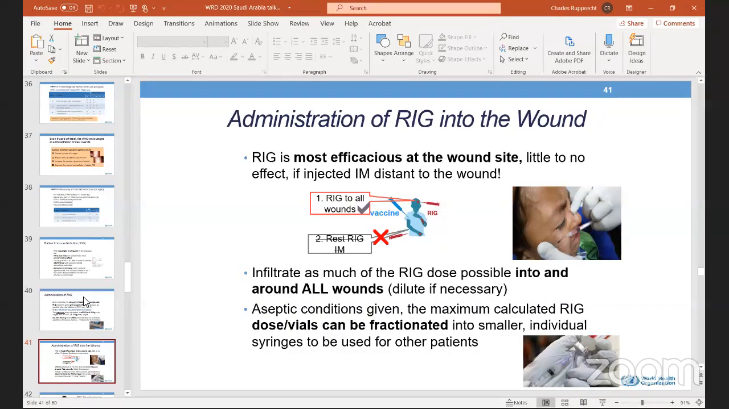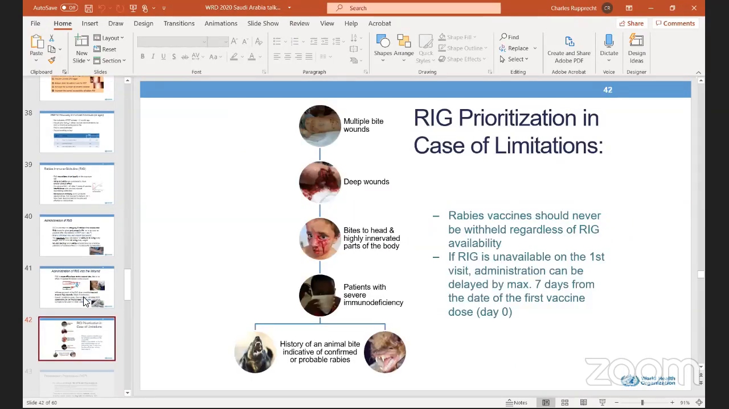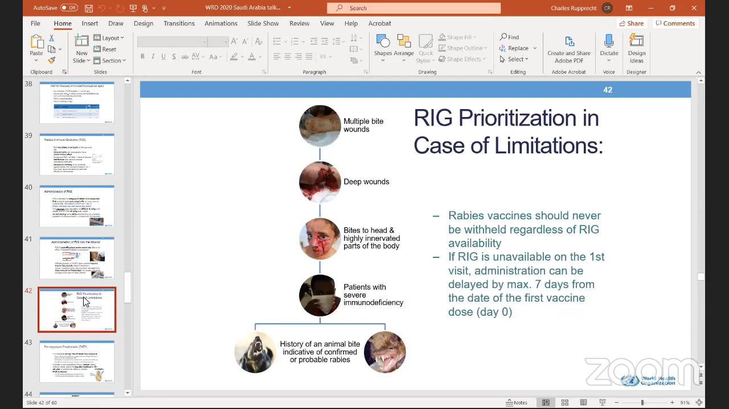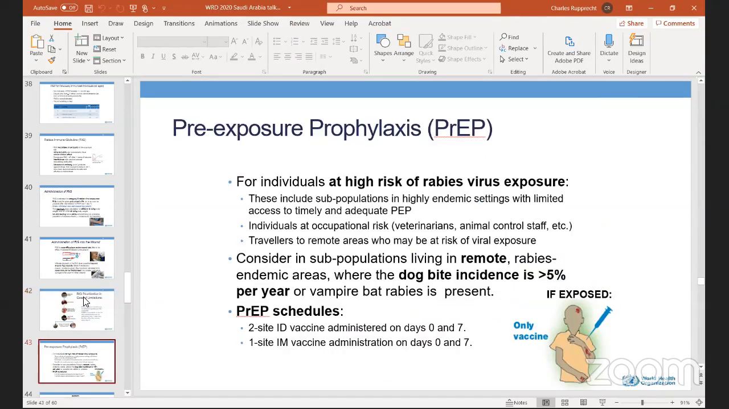Dose savings, the primary focus is the proper and thorough infiltration of RIG so that other individuals may be able to be utilized in a triage fashion. If you only have a certain amount of RIG in a given location, then you're going to do multiple and severe bite wounds, particularly to the head or those with a known immunocompromise. We also recognize that bites by bats, because they can be small, oftentimes those lesions may be ignored compared to more severe lesions or lacerations caused by carnivores.